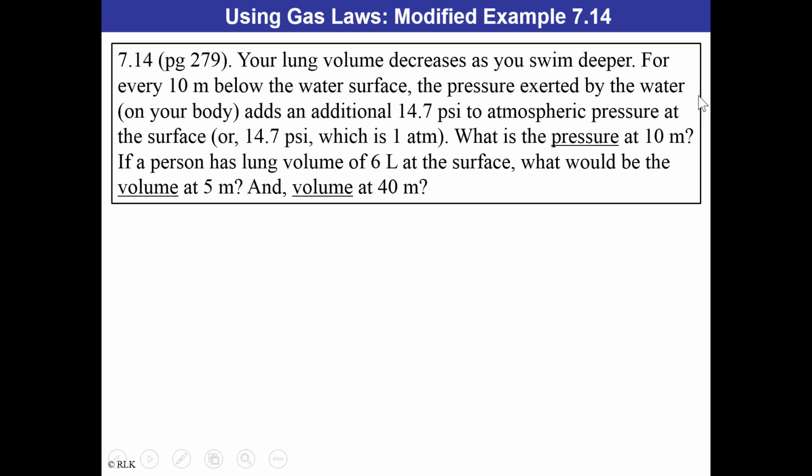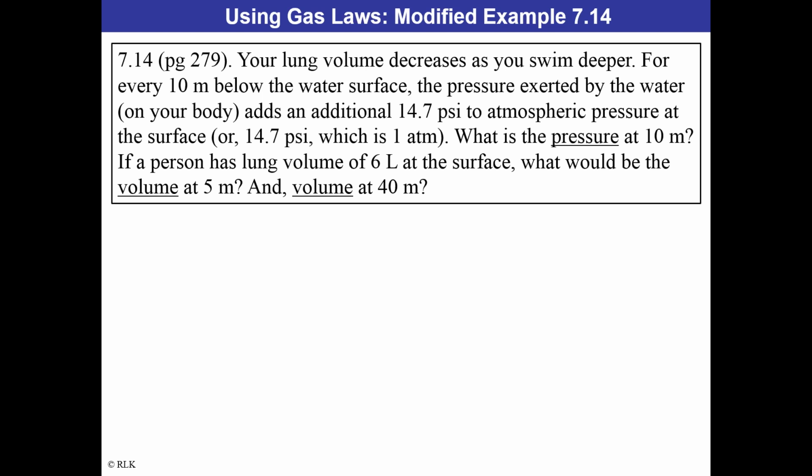All right, so then take a look at the modified example of problem 7.14, and again, I'm taking this from page 279. I adapted this. Your lung volume decreases as you swim deeper. So this goes back to almost the first problem that we did today. For every 10 meters below the water surface, the pressure exerted by the water on your body adds an additional 14.7 pounds per square inch, or PSI, to atmospheric pressure at the surface.